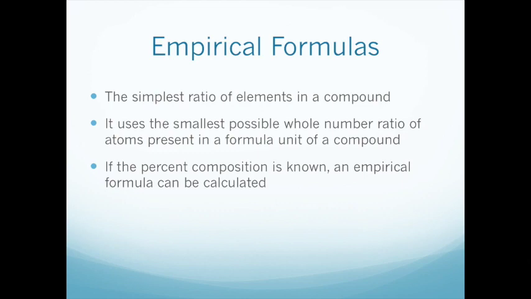This is useful in conjunction with the concept of empirical formulas. The empirical formula is the simplest ratio of elements in a compound, and it uses the smallest possible whole number ratio of atoms present in a formula unit. If you know the percent composition, you can calculate the empirical formula. And this may not be the same as the molecular formula, but it gets you close. It's useful in the lab, especially when dealing with unknown chemicals.